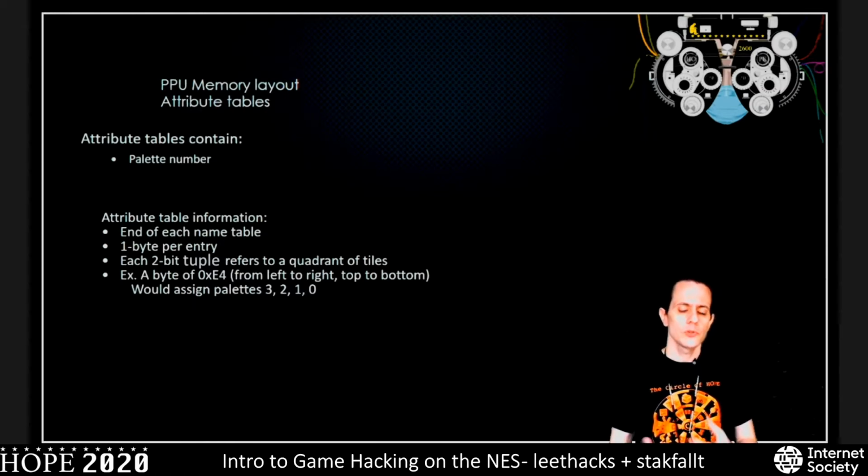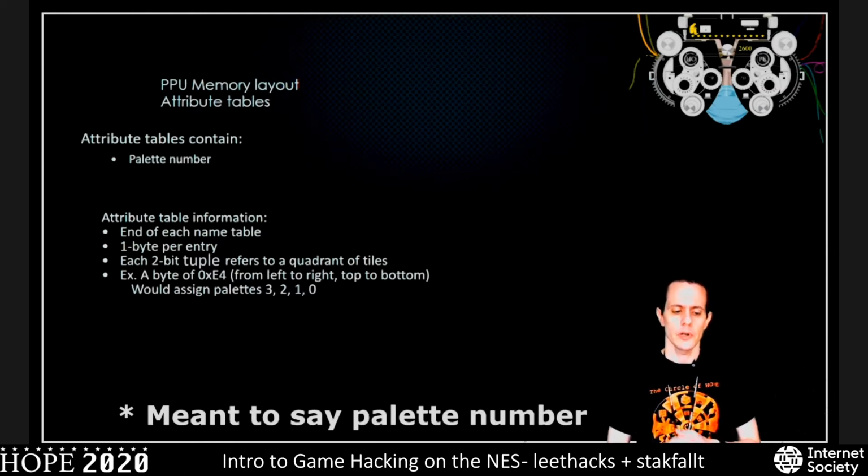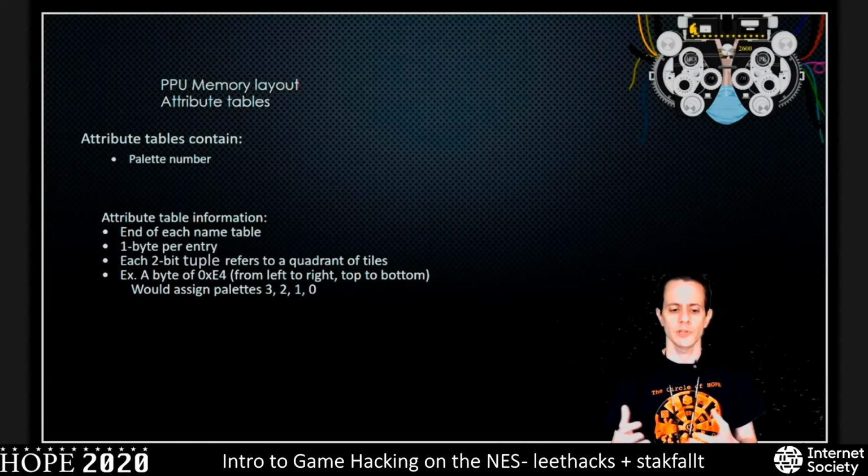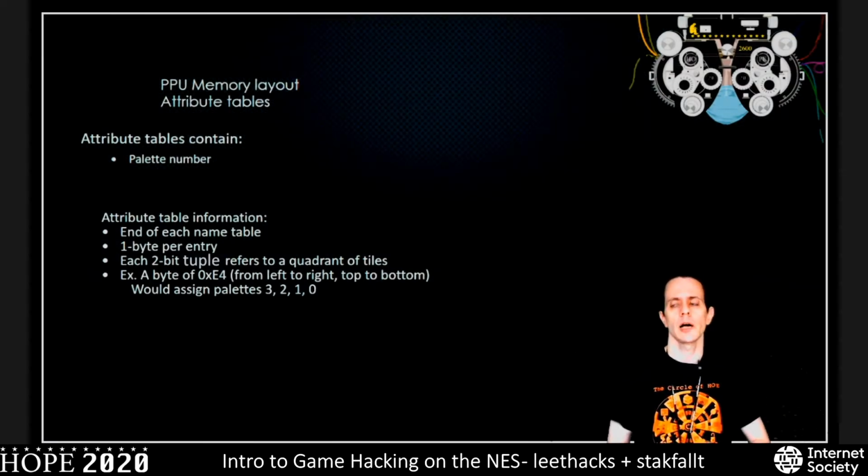So the attribute tables contain the palette number. Now, if the pattern table provides the color index, the actual palette number itself is assigned by the attribute table, and it is always at the end of the name table. And like the tile map, there's 1 byte per entry, and the screen is broken up into 4x4 tiles. I'll actually show you the bytes and how it's all broken down in just a little bit.